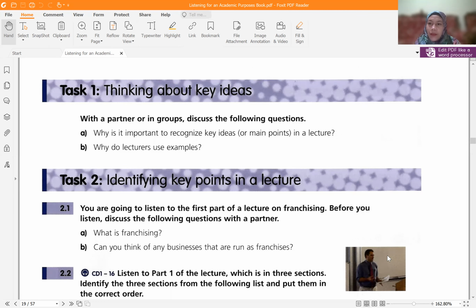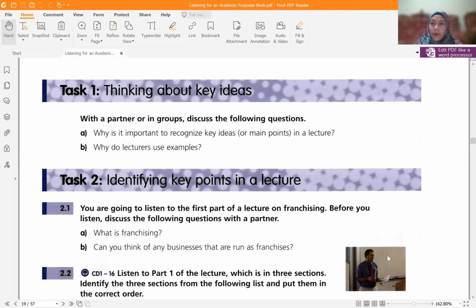So if a lecturer talks like that, we may note what we are going to listen to. The first point, maybe he will give an understanding about what globalization is. After that, he will talk about the history of globalization and so on. That's why it is important for us to note the key points in a lecture, to give us more understanding about that lecture.